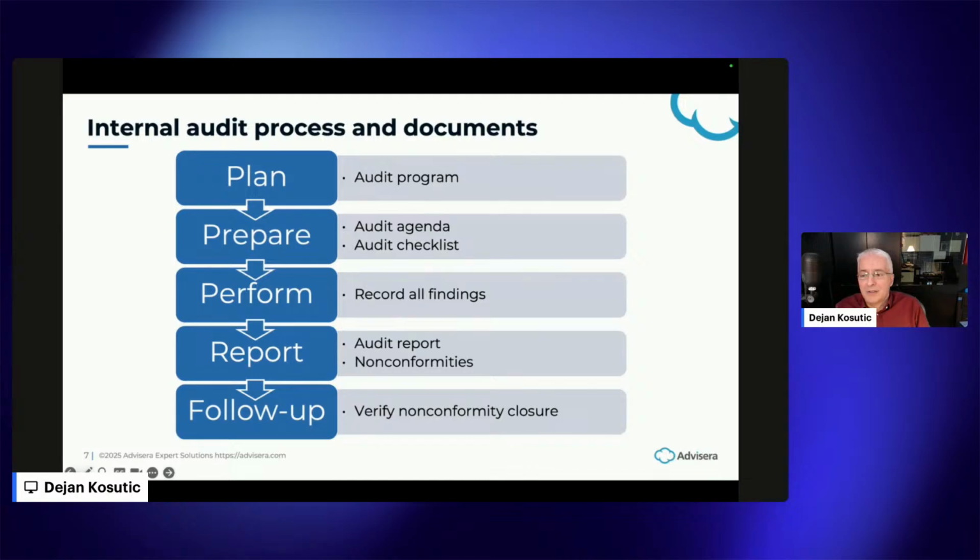All right, the second step is to prepare for an audit. This is where you define the audit agenda, where you basically define on a particular day who you are going to speak to, what you are going to review, this kind of thing. So this is a very detailed plan on an hourly basis of what you're going to do on a particular day, and this is where you also produce your internal audit checklist. I'll explain the internal audit checklist in the next slide.